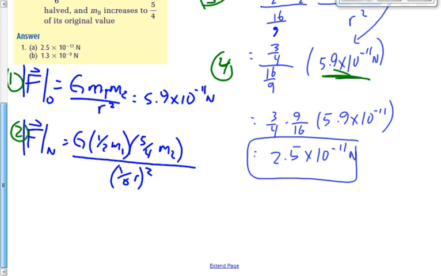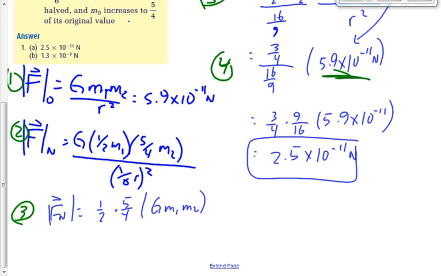Step 3, we want to pull those numbers out in front. We're going to say F new is equal to 1/2 times 5/4. No reason why I can't pull them out in front. Times G m1 m2 over 1/6 squared, which is 1/36, r squared.